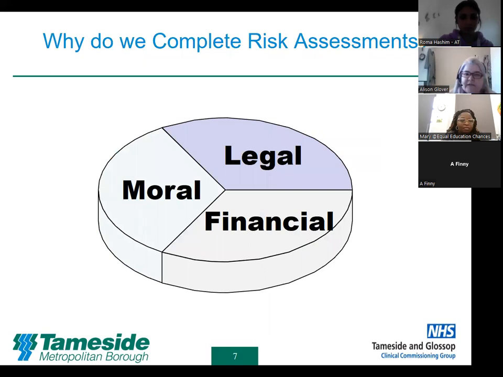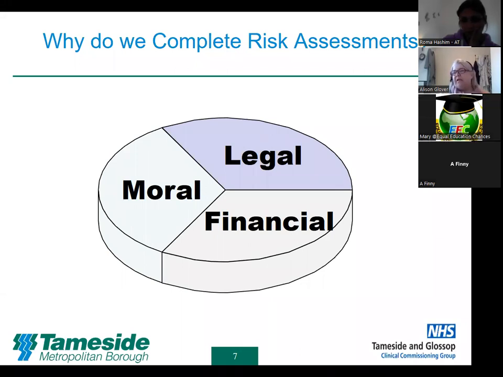So there are reasons why we complete risk assessments. As we've said, there is the legal aspect. There's also that moral aspect. If I look at it in terms of us as an employer, as Thameside Council, we want people to come to work, do their job that we're paying them to do, and then to go home safe and well at the end of the day.